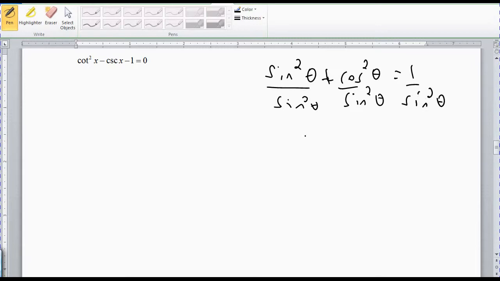So sine squared divided by itself is 1. Cosine squared divided by sine squared is, it's not tangent, that's sine over cosine. It's cotangent squared theta equals 1 over sine squared, which is cosecant squared theta. So what that means is I want cotangent squared if I subtract 1 from both sides.